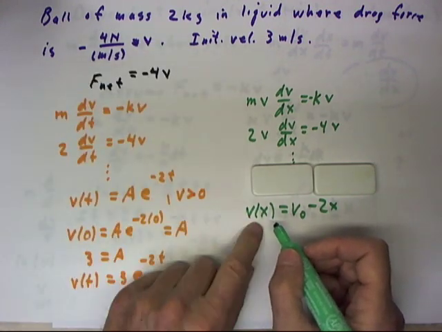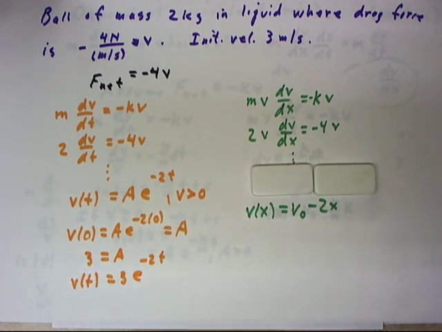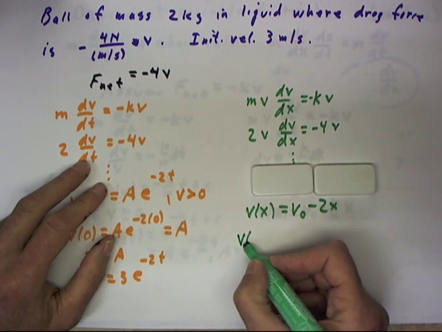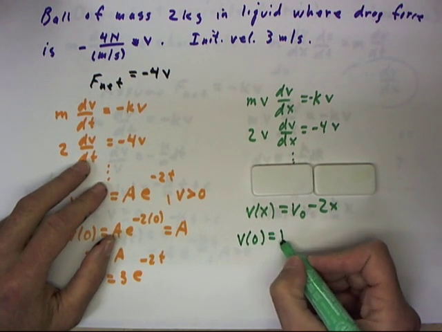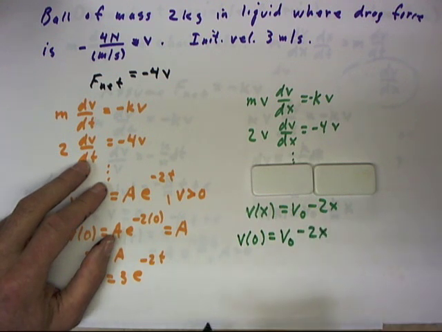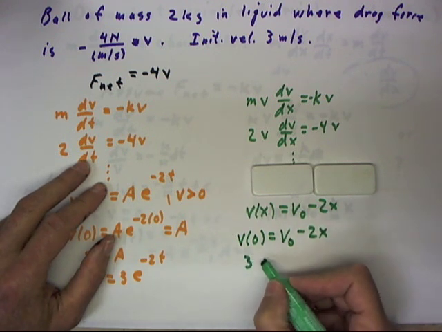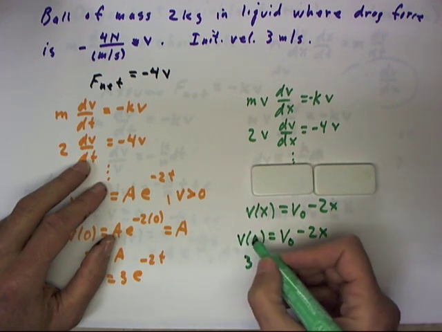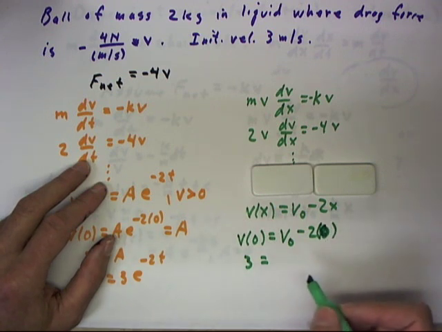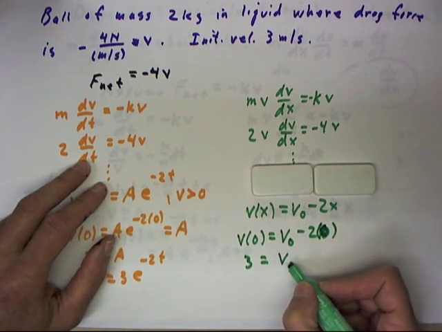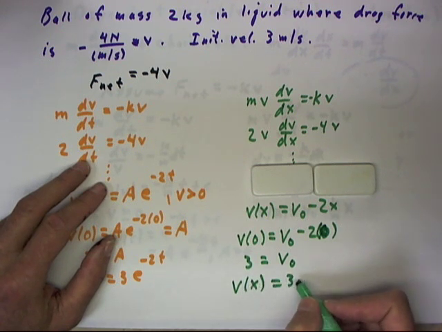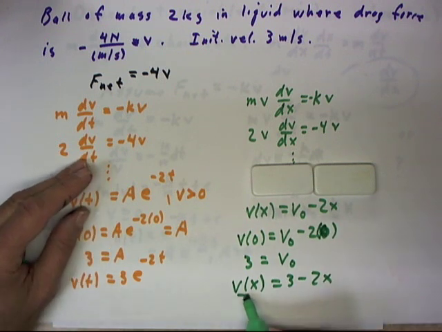Applying our initial condition to the velocity function of x, we find that v of 0 is v naught minus 2x, which means that x would be 0, so I suppose we better put a 0 in there, so that 3 would be just equal to v naught. And our function now is v of x equals 3 minus 2x.